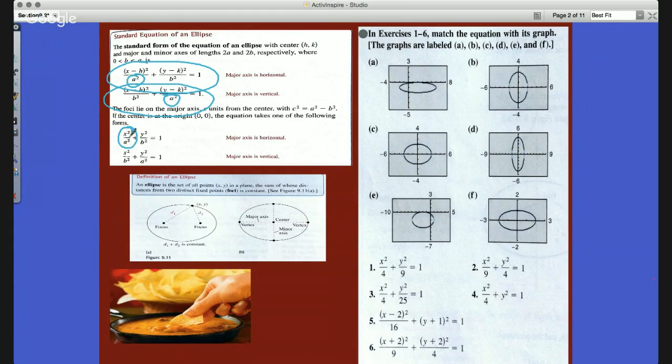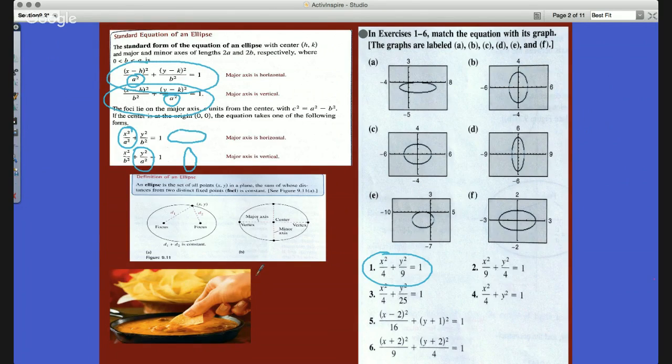So if, let's say, a, the larger value underneath, is underneath x, then we know that this is going to be a horizontal ellipse, whereas if the a is underneath the y, this is going to be a vertical ellipse. Okay, so just giving you an idea there. Now, let's say, for instance, on number 1, we were to graph number 1. Notice that the h and k still follow, but instead of the vertex, now we have it at the center. So h and k is the center of that ellipse.